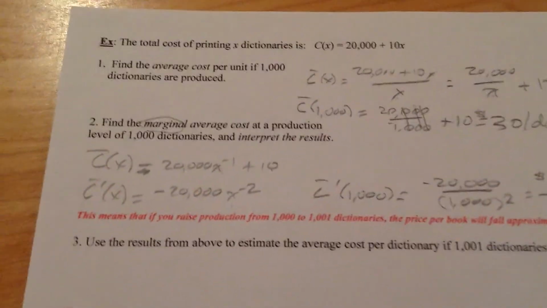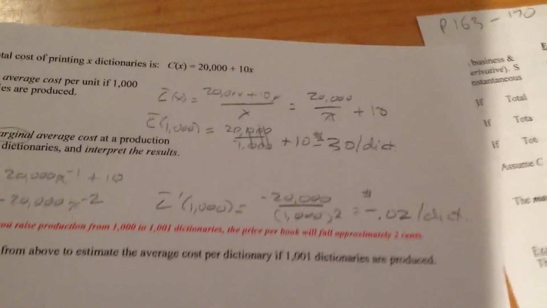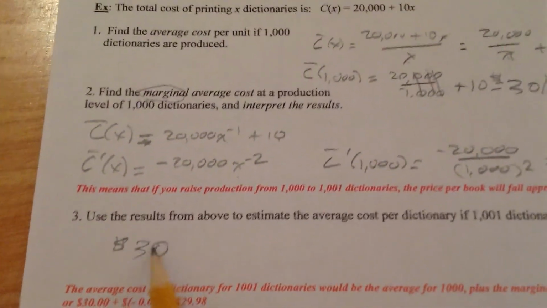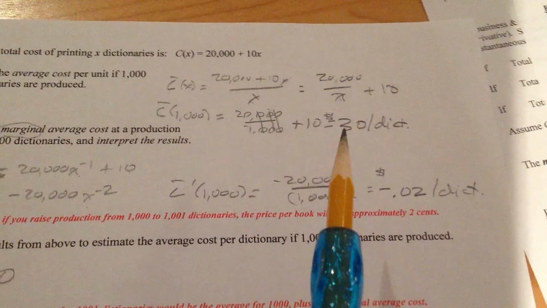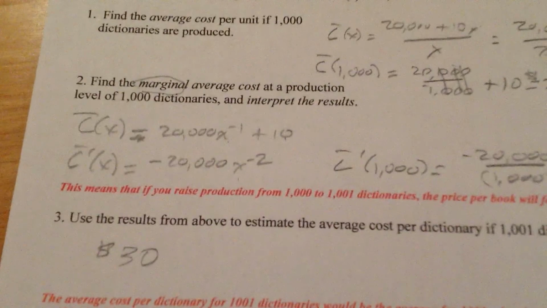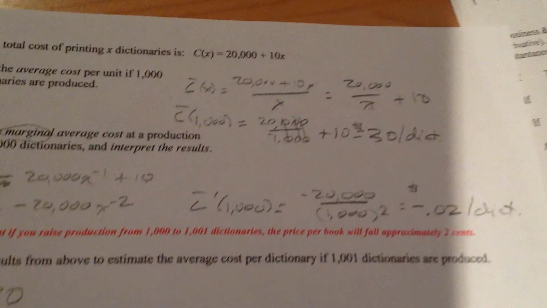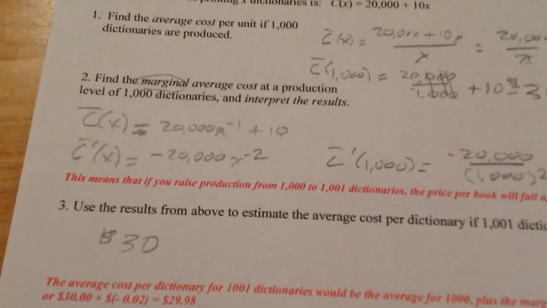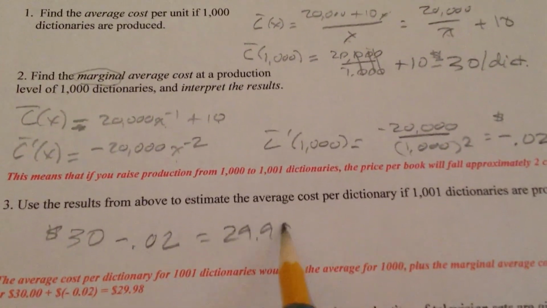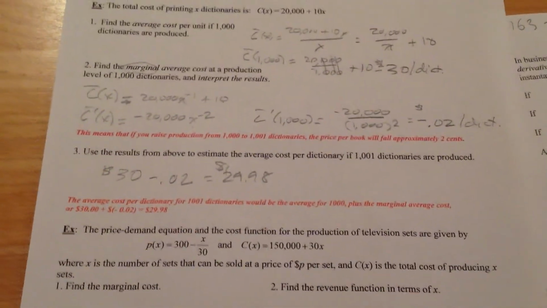Use the results from above to estimate the average cost per dictionary if 1,001 dictionaries were produced. So that means at 1,000 dictionaries, it's costing me $30, which is our result up there, on average $30 per dictionary. But the rate of change of cost at that point in time is negative 0.02. Then the estimated average cost for that next dictionary, I would subtract that 0.02 and get $29.98 as the estimated average cost. Again, in red, I'll try to hold this steady for you.